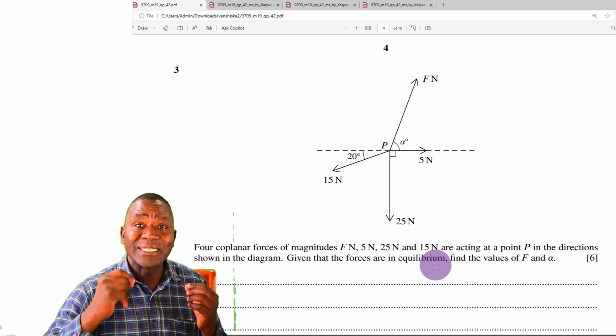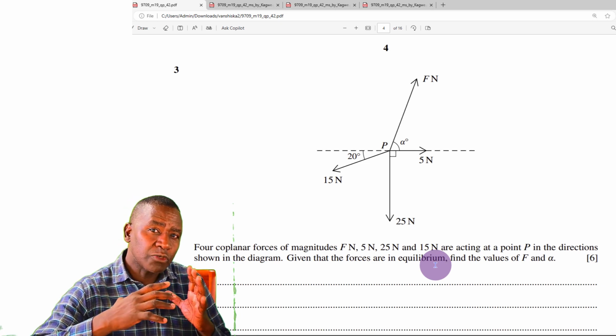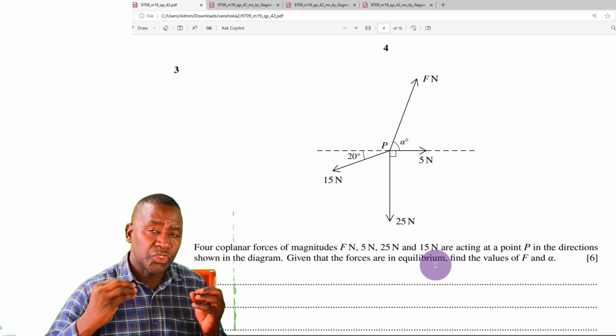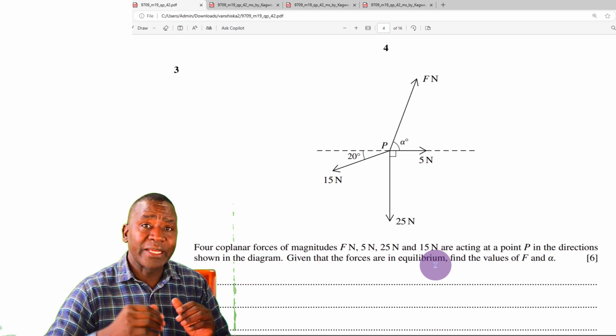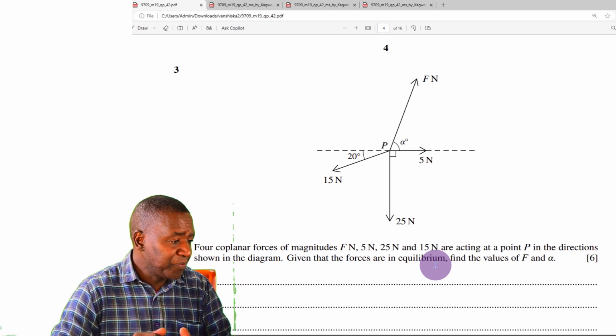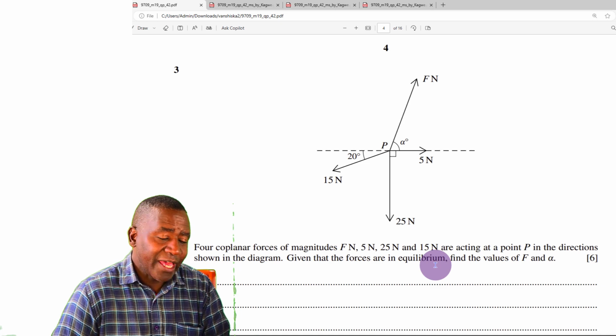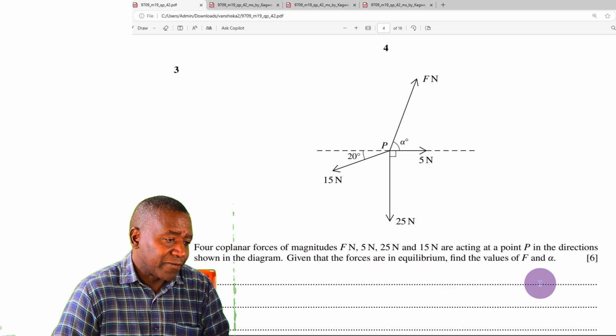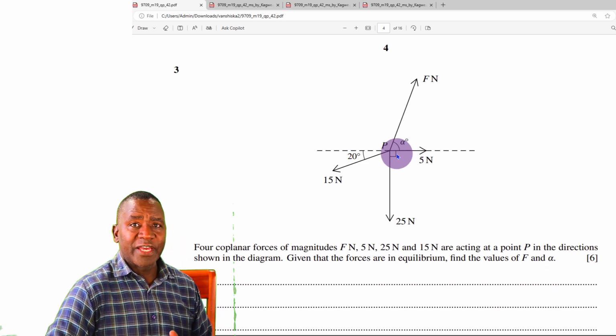Now, there is a process that we always follow when we want to work out this kind of question. We are supposed to find the values of F and the angle alpha, and this is what we have there.